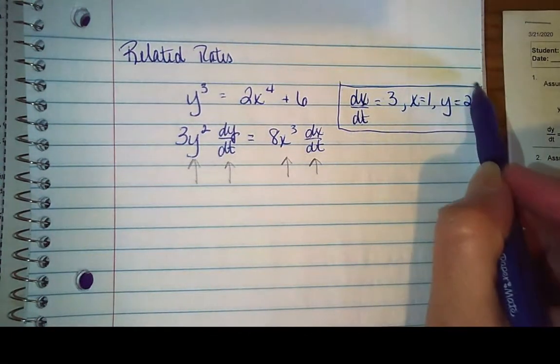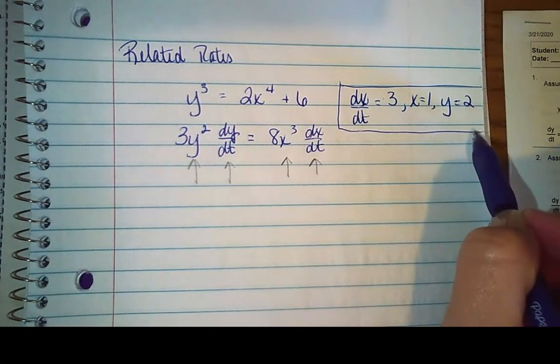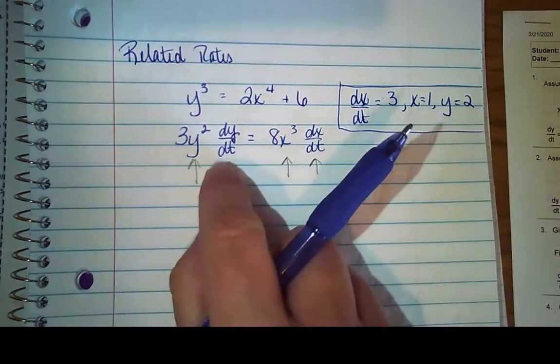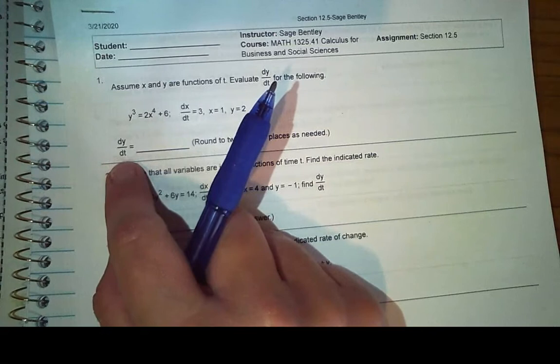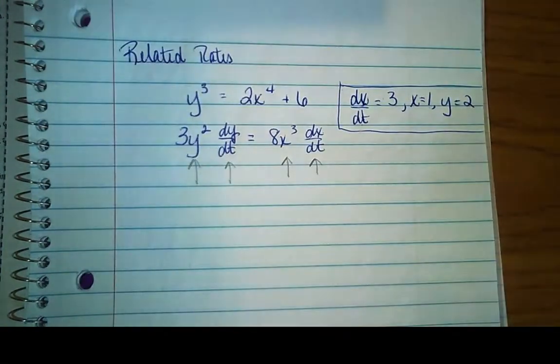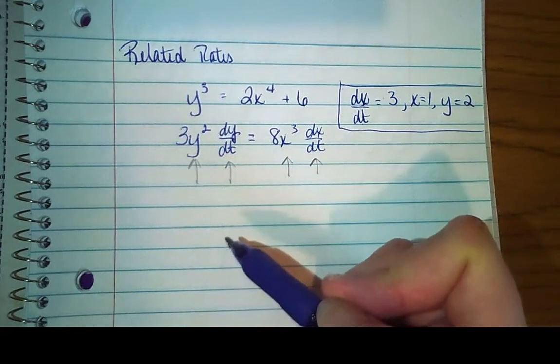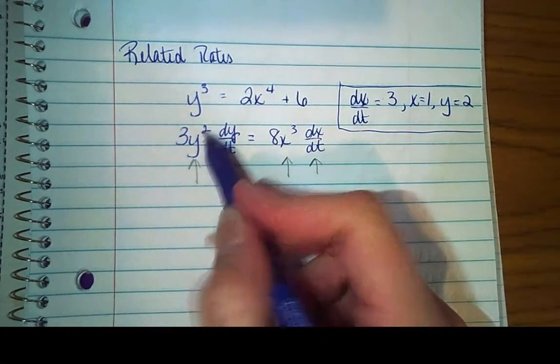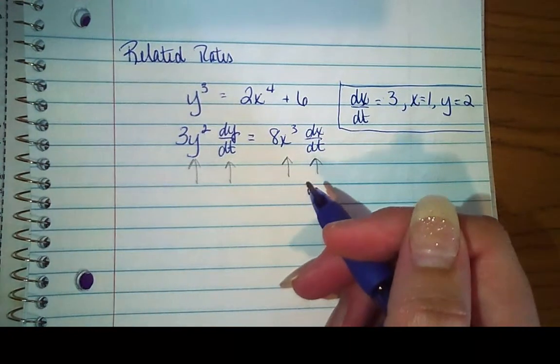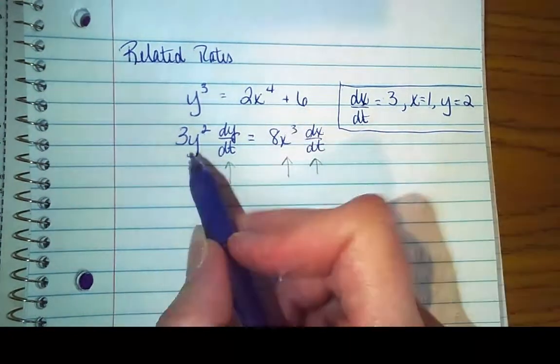In my particular problem, you'll notice I've got 3 of them resolved, which means I'm actually solving for dy/dt. So if we look at number 1, it says dy/dt is, and so we're finding dy/dt. You can either divide both sides by 3y squared, or we can just go ahead and substitute in information and then solve it from there. It doesn't really matter. You'll get the same answer.